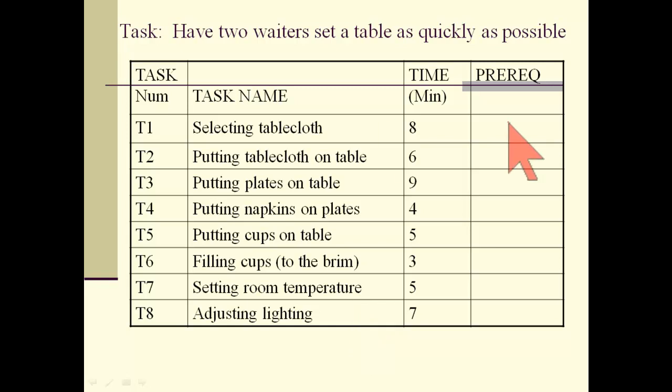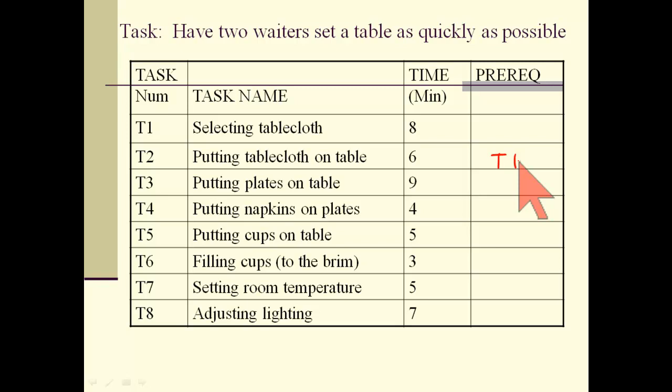Would any of those tasks have to be done before you could pick the tablecloth that you were going to use? I don't think so. And so task 1 has no prerequisites. Putting the tablecloth on the table. Well, you probably better pick the tablecloth before you decide to set it on the table. And so a prerequisite to task 2 is task 1.